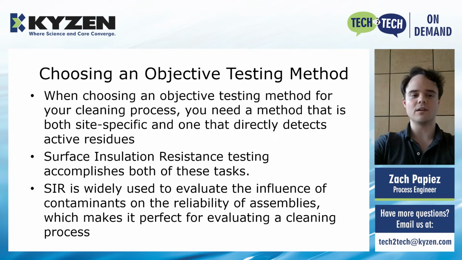Being site-specific is very important because failures do not happen all across the board, but rather under specific, hard-to-clean components, such as QFNs or other bottom-terminating components. Directly correlating with board process residues is also of utmost importance because these residues are the main drivers of failures where a cleaning process is concerned. Surface insulation resistance satisfies both these conditions, making it a great candidate for managing a cleaning process.